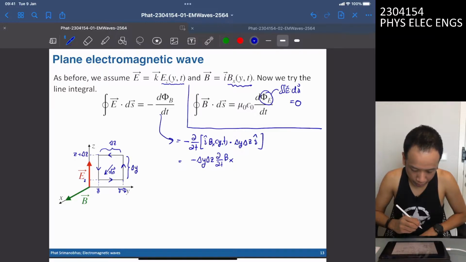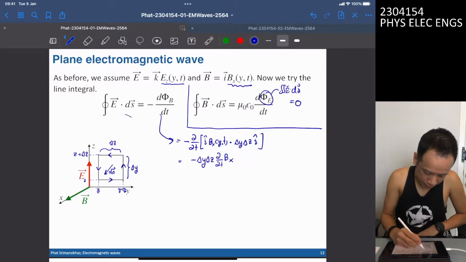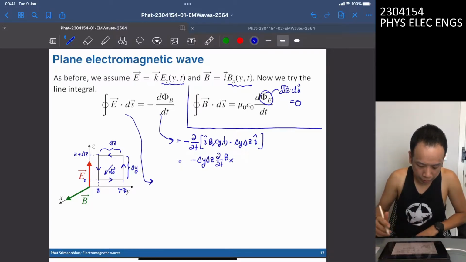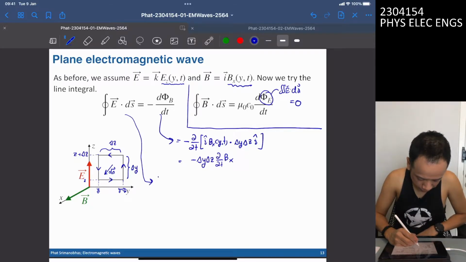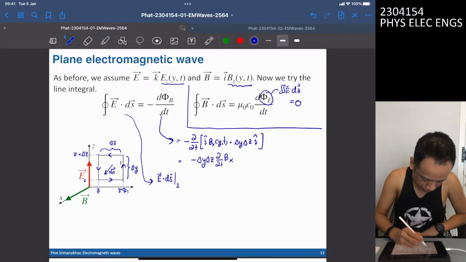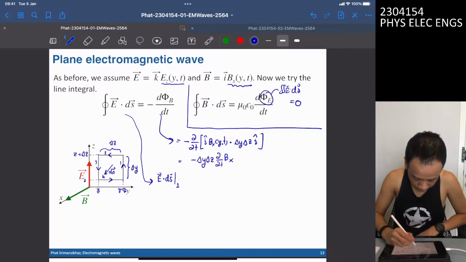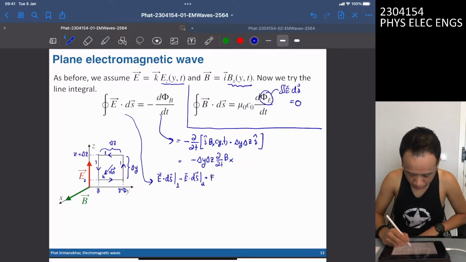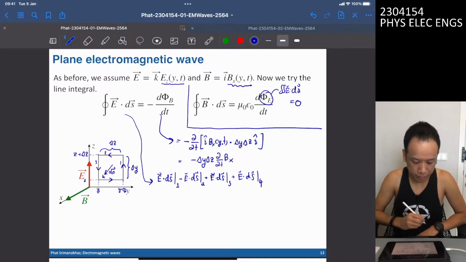Okay, now we consider the left-hand side. On the left-hand side, we can do the same, as before. So we break it into B dot ds of line 1. So this is section 1, section 2, section 3, and section 4. Okay, plus E dot ds of section 2, E dot ds of section 3, E dot ds of section 4, right?